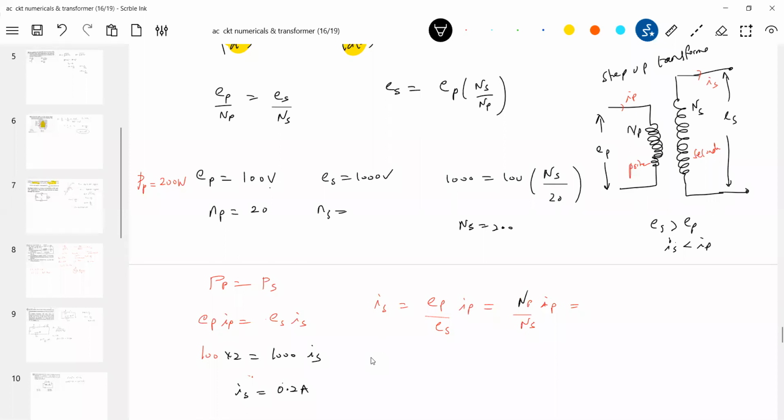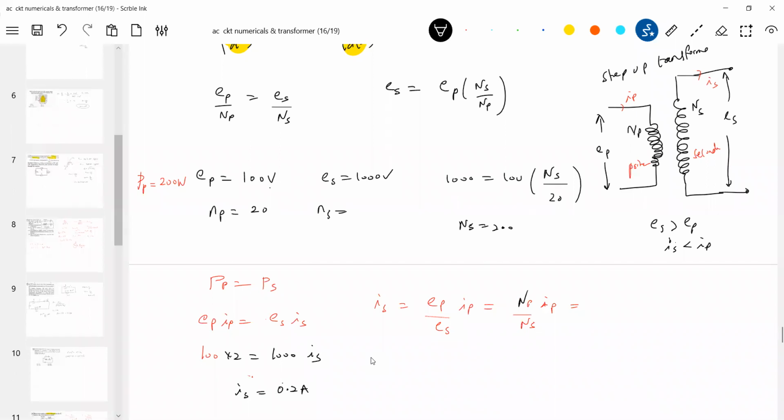So at power generation, how much power is generated? 200 watt, generated with 100 volt and 2 ampere. Then it has to be transmitted, and 2 ampere is a large current. So I'll convert that into 0.2 ampere. For that, I'll use a step-up transformer, and from 100 volt I'll make the voltage 1000 volt. Then the current becomes 0.2 ampere.